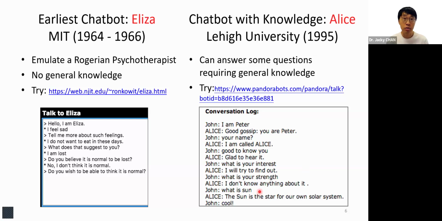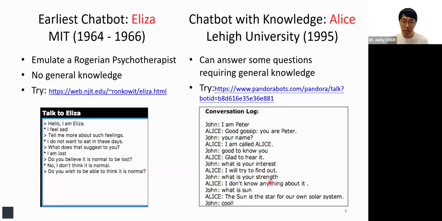John, the user, asks a question: what is sun? And then Alice is able to answer that, saying that the sun is the star of our own solar system. You will see that we don't have this knowledge of sun in the previous conversation, but Alice is able to answer this question. It means Alice is a general system.